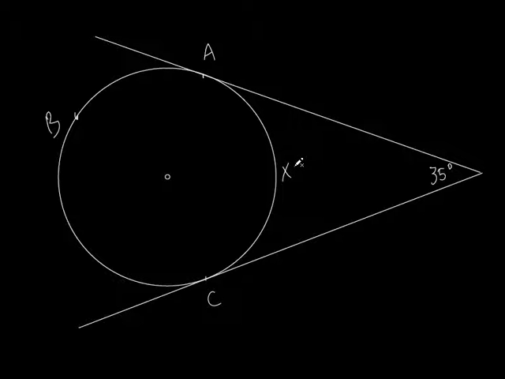If this was 100, how would you find this whole arc right here? Right, take it away from 360. But you don't know it's 100, do you? You know it's x, but you still find it the same exact way. All right? 360 minus x. That's what this arc is.